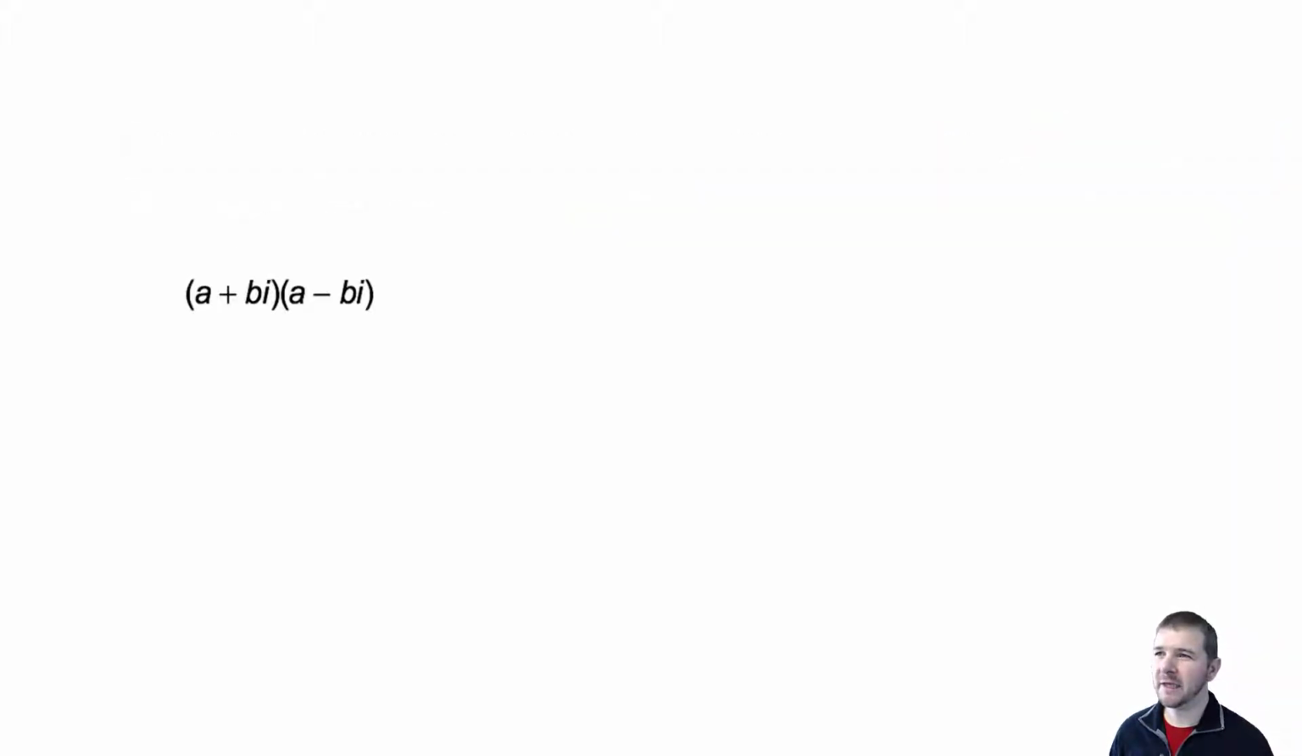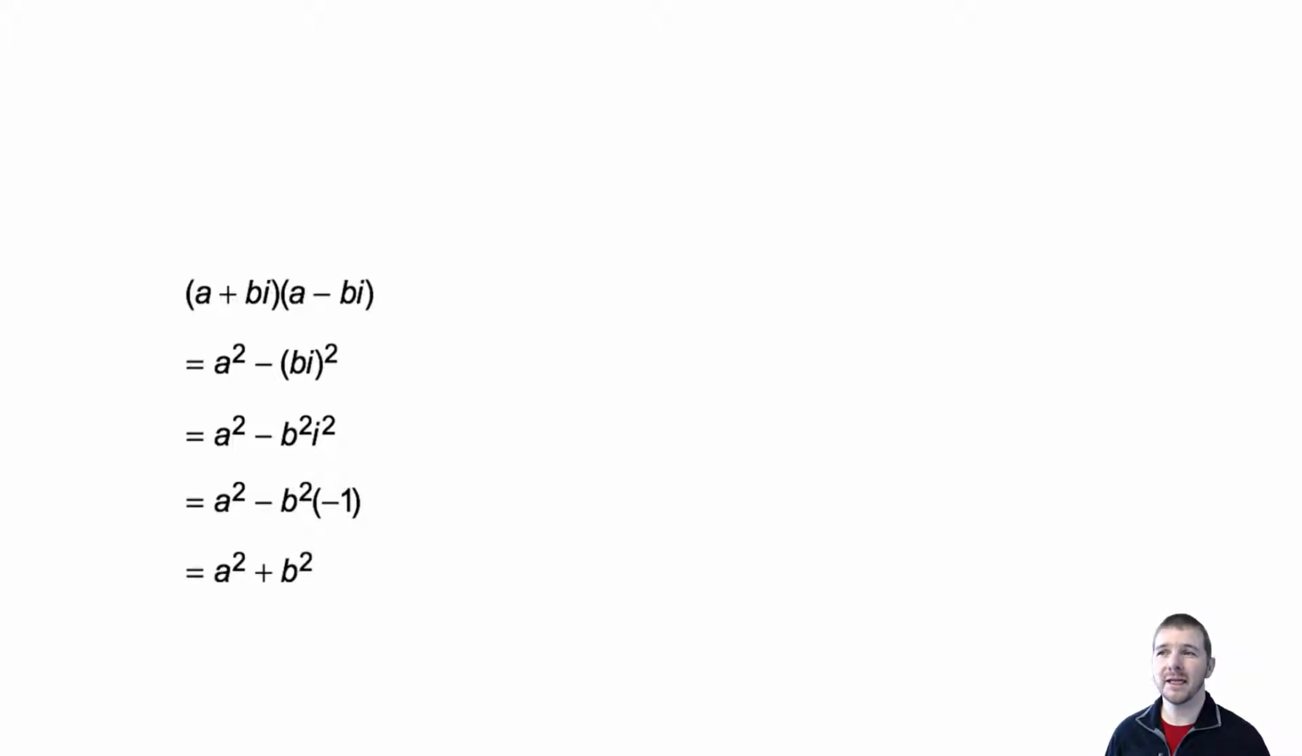Notice, a plus bi times a minus bi, this pair of complex conjugates, equals a squared minus (bi) squared. That's a squared minus b squared times i squared. Replacing i squared with -1, that's a squared minus b squared times -1, or a squared plus b squared, a real number.